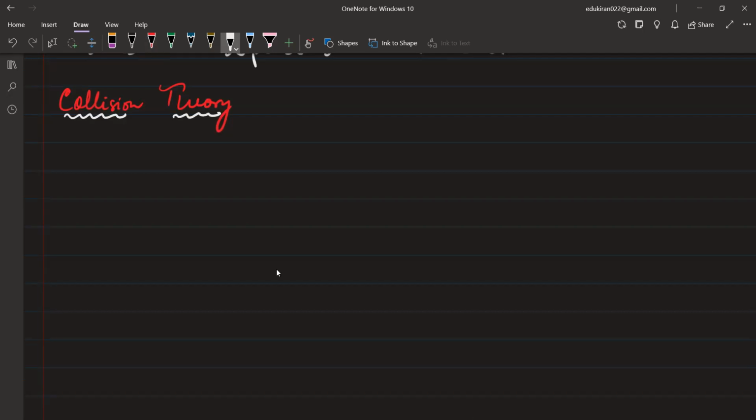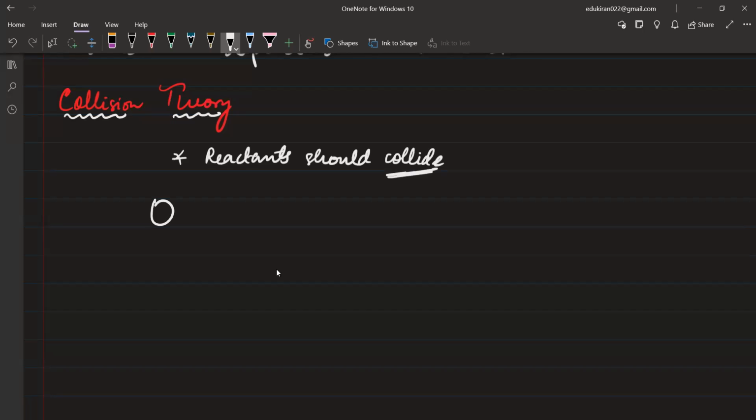Okay, let me just talk a few things about collision theory, and then we are going to write the points of collision theory. First thing is that collision theory says that a reaction will happen only if the reactant molecules are going to collide. So the first very important thing is that the reactant molecules should collide. Now, collision can happen in different ways.